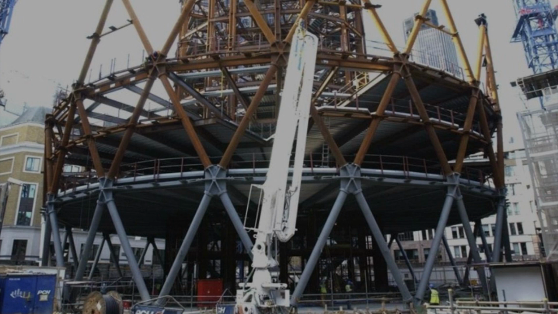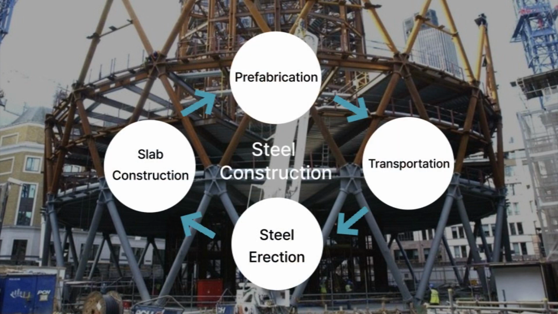The steel construction of Saint Mary's building using the diagrid followed these steps: prefabrication, transportation, steel erection.